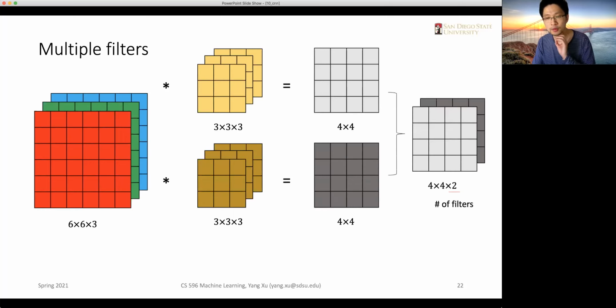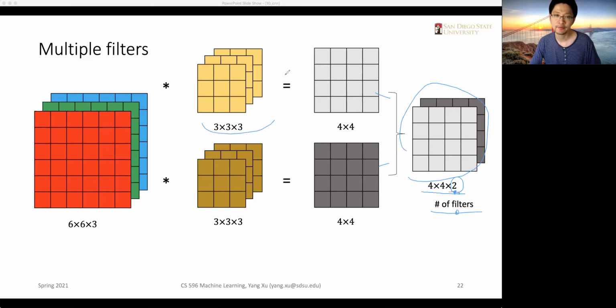So now we can stack the outputs from both filters, and we will have a cube or a volume as outputs. This new combined output would be 4 times 4 times 2. There's an additional dimension here. This by 2 means that we stack these two matrices together, and this 2 also corresponds to the number of filters we used.